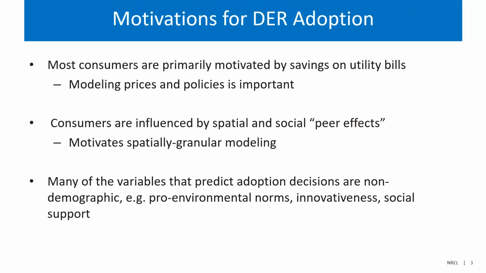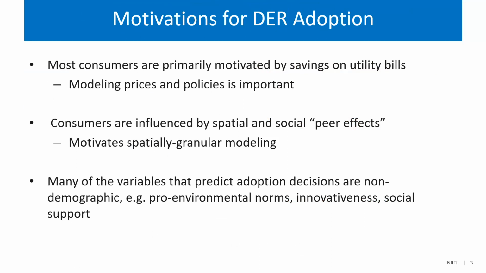So what are the key motivations for DR adoption? As we would already know, I think economics is a big piece of people being motivated to put rooftop PV or storage in. So how much does it save on my utility bill? What is my bill savings going to be month to month or on a yearly basis? How we can accurately incorporate those prices and policies within the modeling framework is quite important.